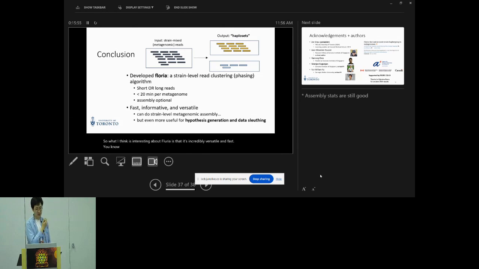We do benchmark on strain-level metagenomic assembly, and this is a very important problem. Strain-level metagenomic assembly is the gold standard. It's what we want. But if you're talking about short reads or really noisy reads, it's just kind of impossible. What I hope to show you is that you can do this sort of thing even if your data quality isn't very good and still get very interesting hypotheses to generate. And I think this tool is versatile, it's fast, and allows you to do data sleuthing and really investigate your hypotheses much more.